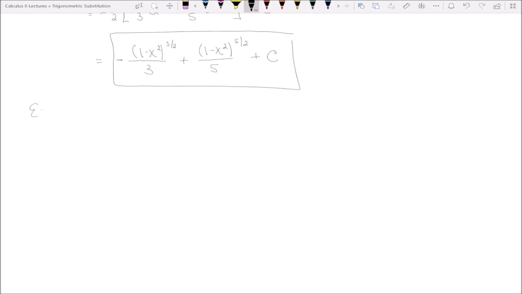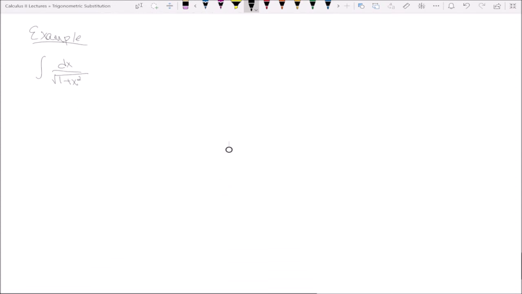Now, let's take a look at the antiderivative dx over the square root of 1 plus x squared. Right? Well, this is a tangent. So let x be tangent theta. dx is secant squared of theta d theta. And the square root of 1 plus x squared would become secant theta.